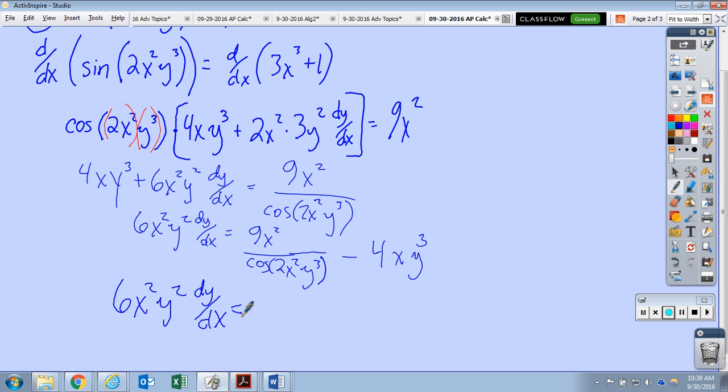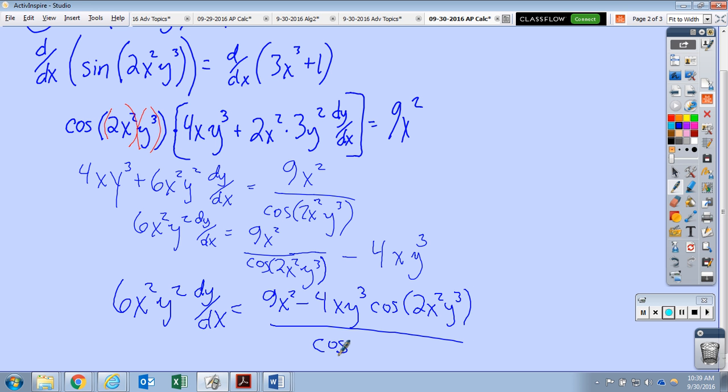So combining here, we have 9x squared minus 4xy cubed cosine of 2x squared y cubed, all over cosine of 2x squared y cubed. I did it all in one step. I multiplied the top, this is like over 1. I multiplied the top and the bottom by this, and then put them together, because now I can write it all over the same denominator.